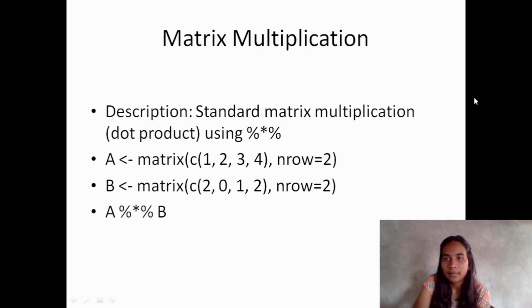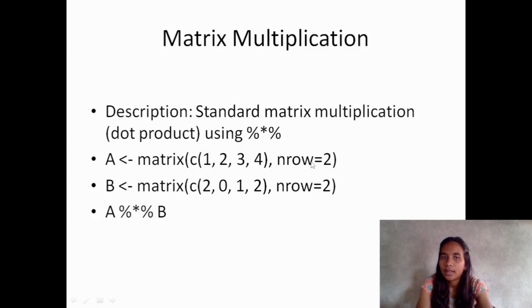So next one is matrix multiplication. It is a standard matrix multiplication, also called the dot product of two matrices. Percent, asterisk, percent, this is the operator used to perform the matrix multiplication of two matrices. Matrix multiplication is the method used to combine two matrices into a new matrix by taking the dot products of rows and columns. It is a very important concept in mathematics, data science and machine learning.